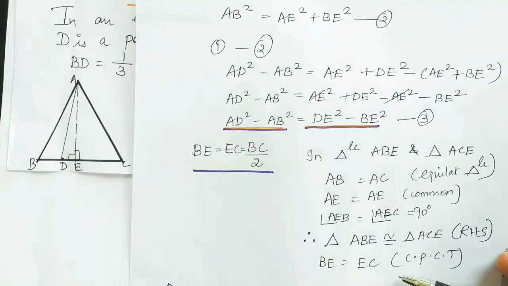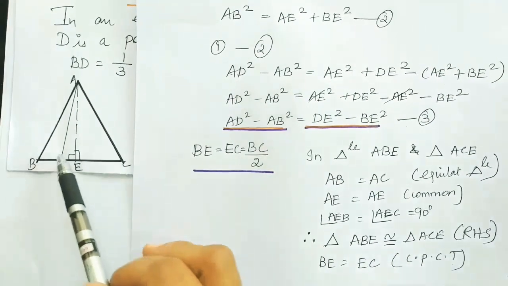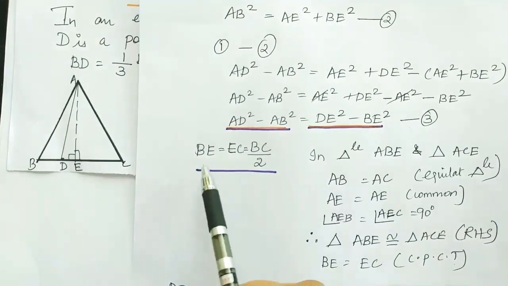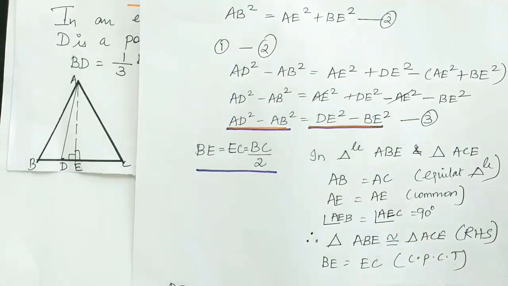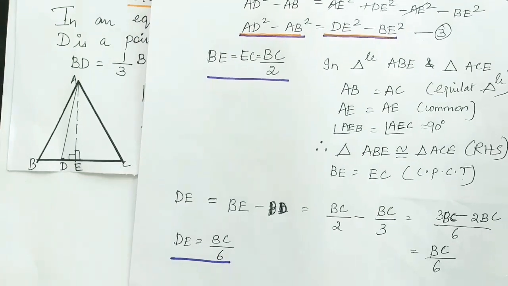Hence we can say that BE is equal to EC by CPCT. That is, BE is equal to EC is equal to BC by 2. Okay, we have expressed BE in terms of BC here. Let us see how to express DE in terms of BC.